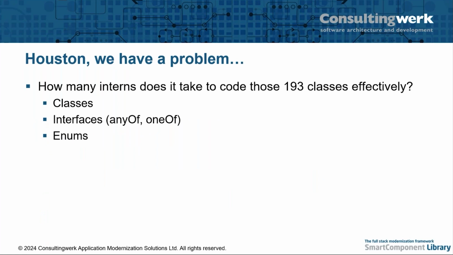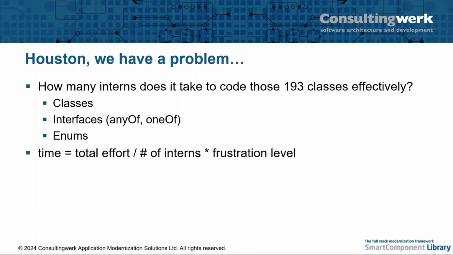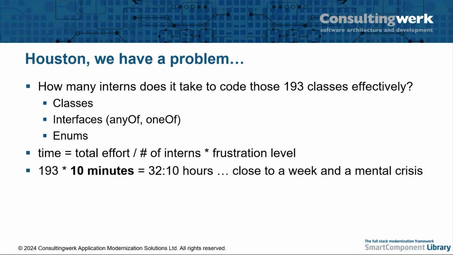So now, if we would like to code them manually, 193 classes based on the Swagger document, how many interns would we need to build classes, interfaces, enums? Time for that would be the total effort divided by the number of interns multiplied by the frustration level. If we assume 10 minutes per class, and there are classes where it could be done a little bit faster, and classes with more properties where it could be longer, we are looking at 32 hours. And even if I was too negative and it would be 5 minutes on average, we'd still be looking at over 16 hours to do that.